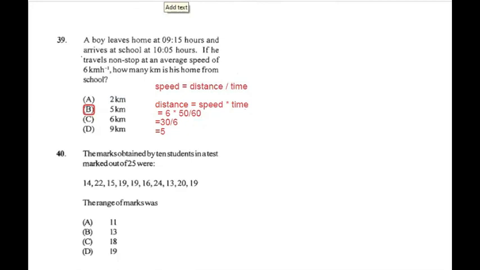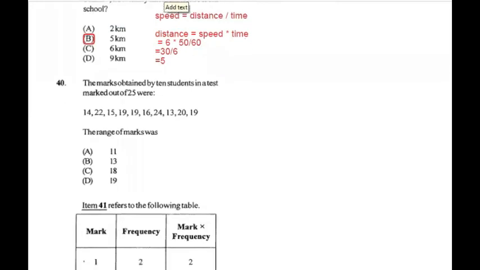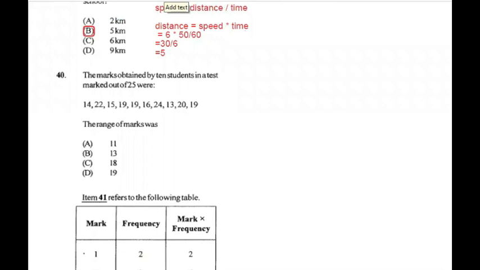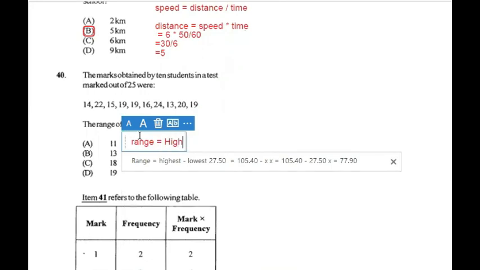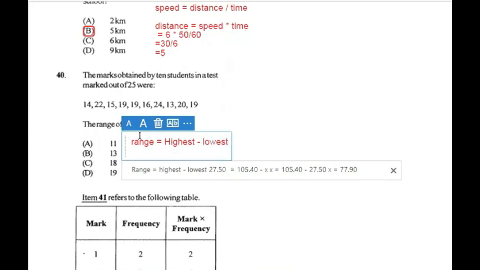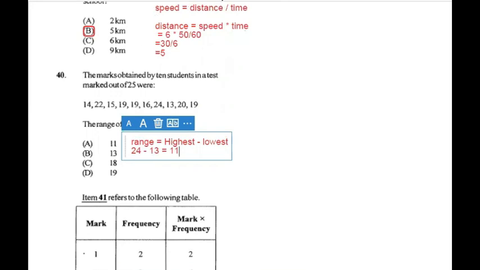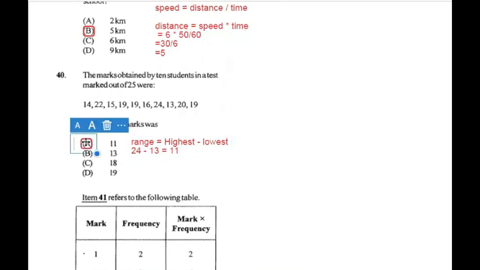So 40, the marks obtained by 10 students in a test marked out of 25 were, and the question is asking for the range of marks. So range is equal to the highest minus the lowest. In this case, we'll be looking at the highest mark minus the lowest mark. So that would be 24 minus 13, and that would equal 11. So our answer for question 40 is A.